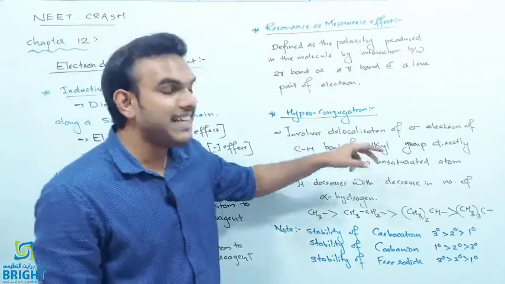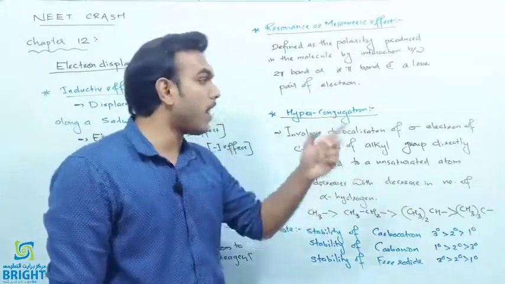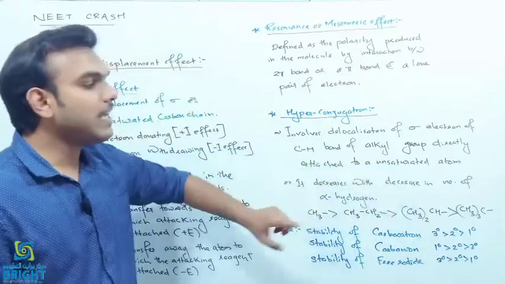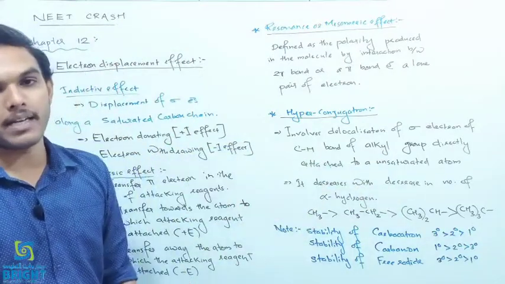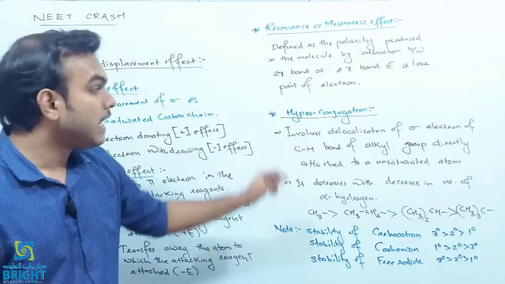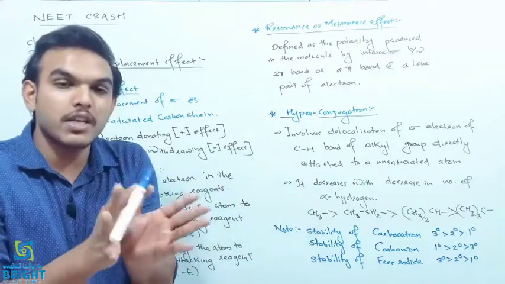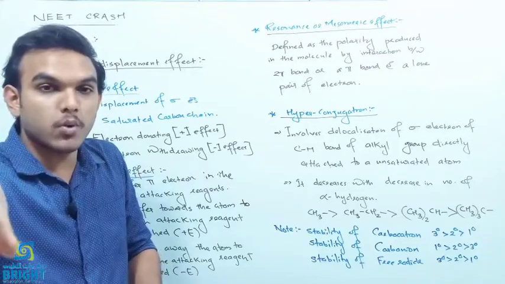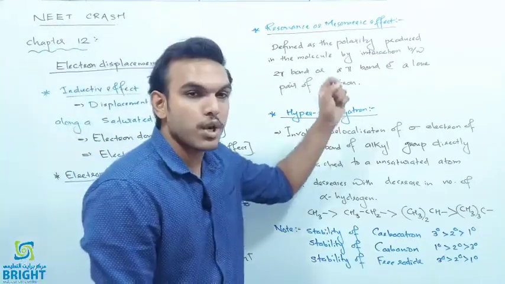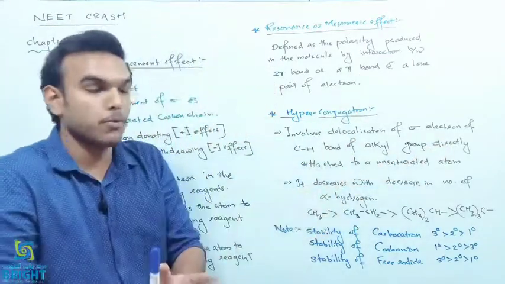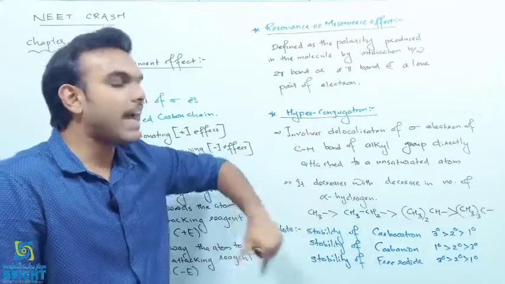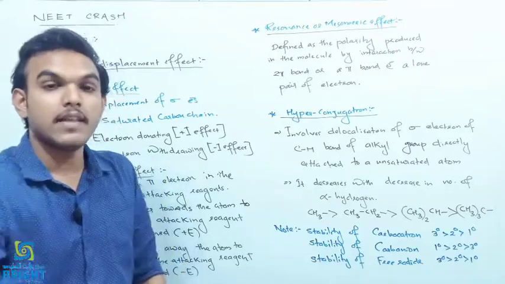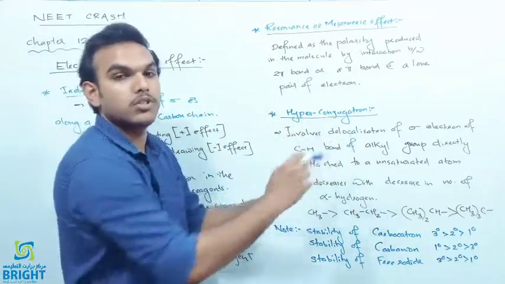Hyperconjugation involves the delocalization of the sigma electron of a C-H bond of an alkyl group directly attached to an unsaturated carbon atom. What is the condition of hyperconjugation? Delocalization means the electron is moving into a particular area. The carbon must be unsaturated, that is, it may have a double bond or a triple bond.